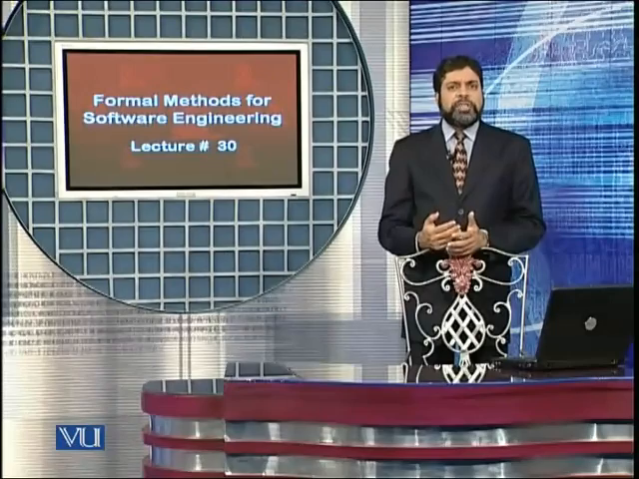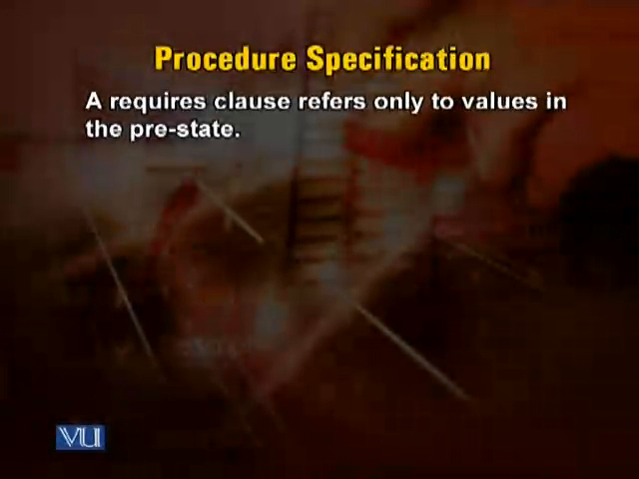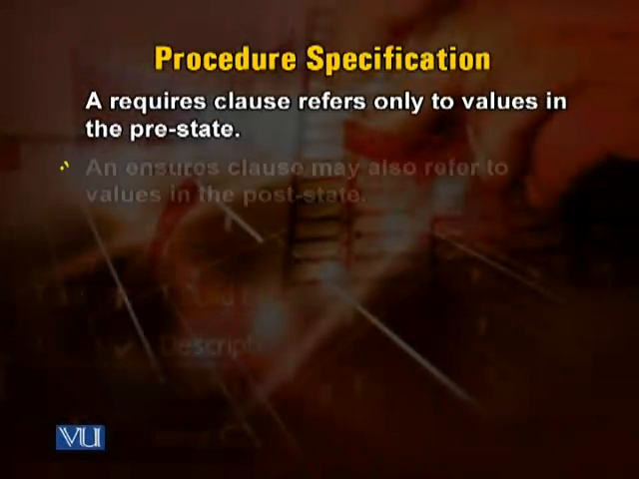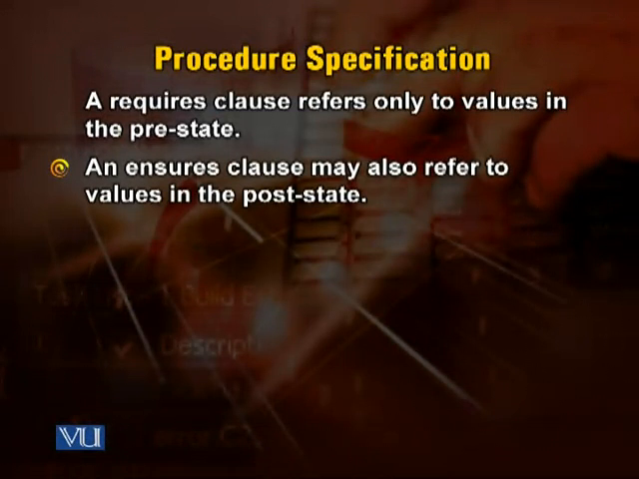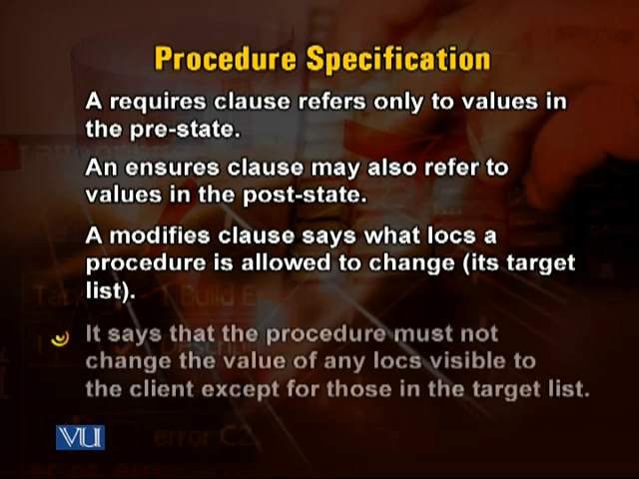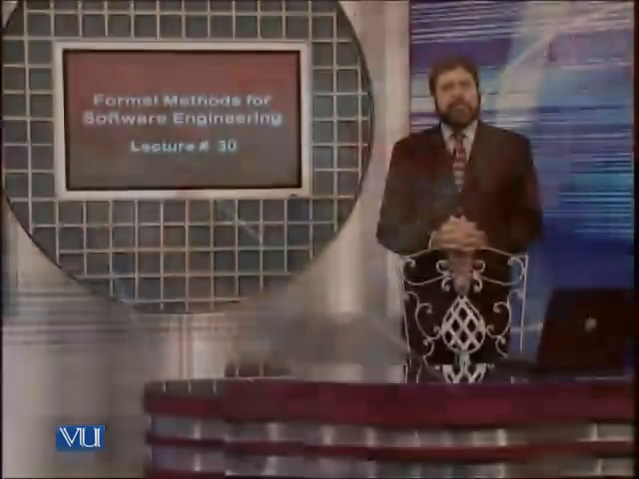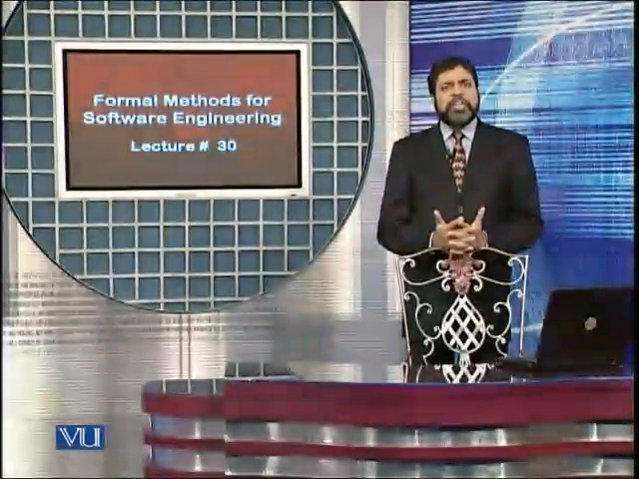Otherwise it is exactly the same concept that I have described before. A requires clause refers only to the values in the pre-state, and an ensures clause may also refer to the values in the post-state. A modifies clause says what locations a procedure is allowed to change, its target list. It says that the procedure must not change the value of any locations visible to the client except for those in the target list. Once again, it is a bit of detail, but it is intuitive, nothing very complicated about it.